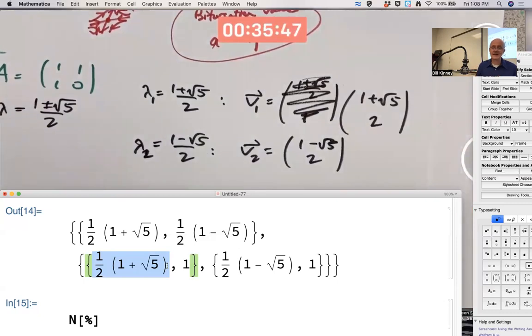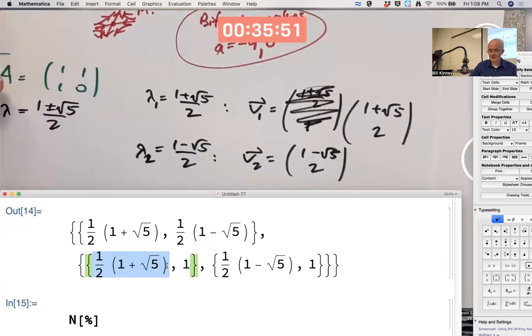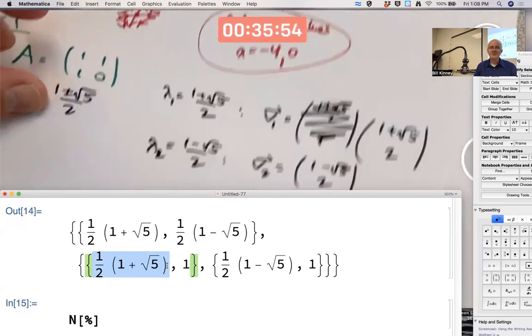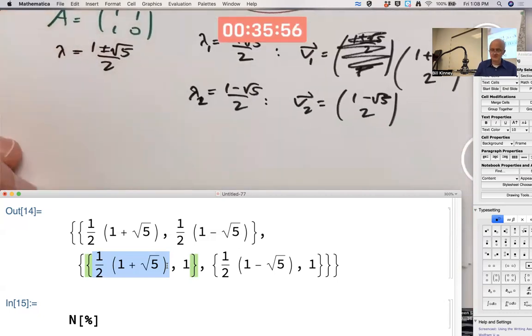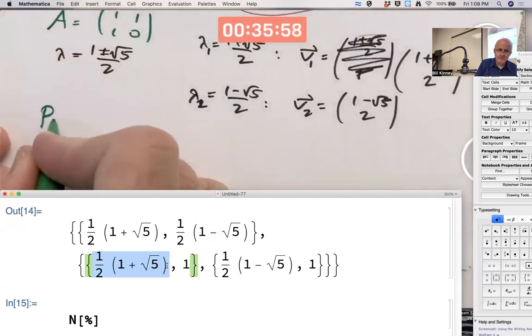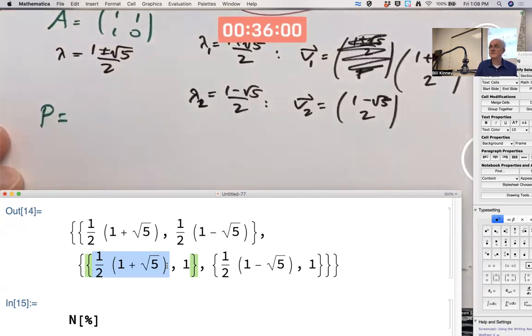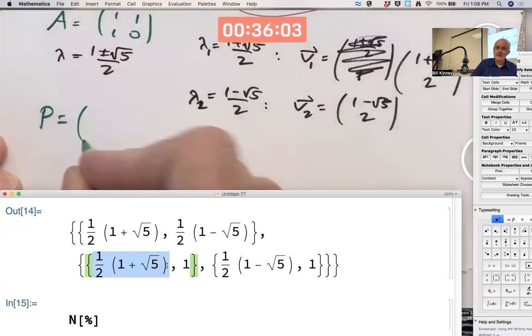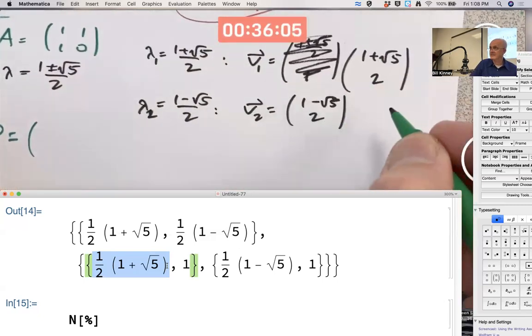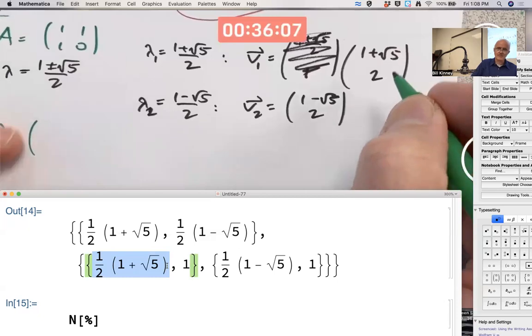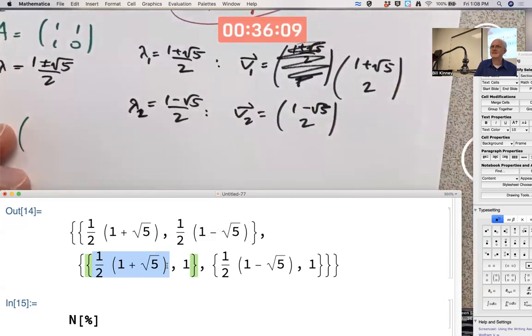All right, let's diagonalize. We'll use Mathematica to help us. How do you diagonalize now? Write down your change of coordinates matrix. Use the eigenvectors as the columns. Does it matter which order? No, it doesn't. Though that will affect things, so you can do either order and still get a valid new system.